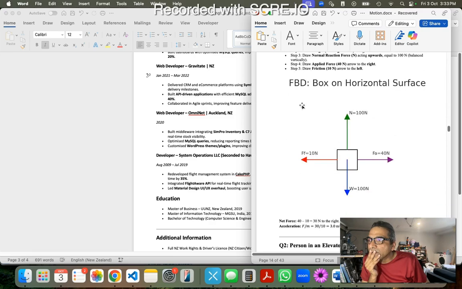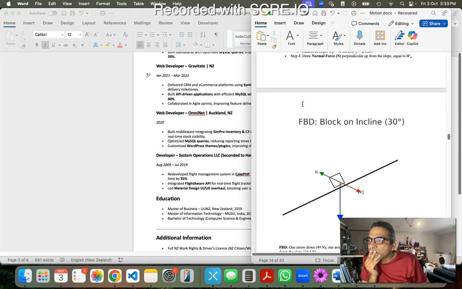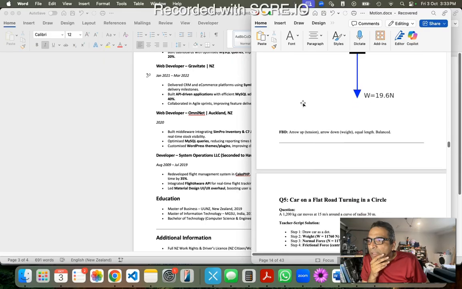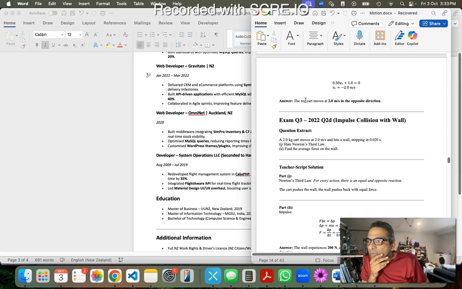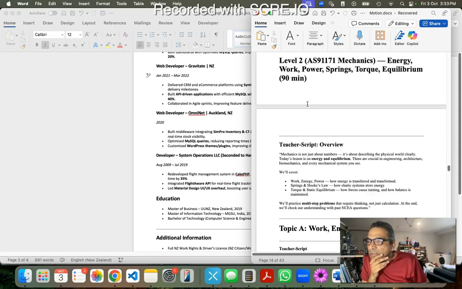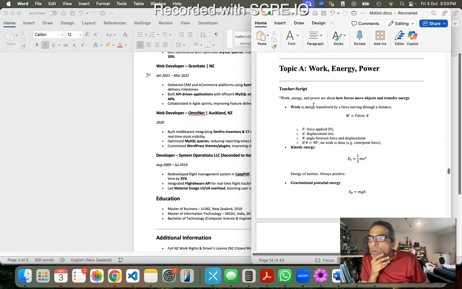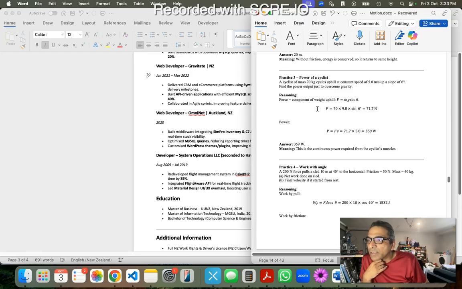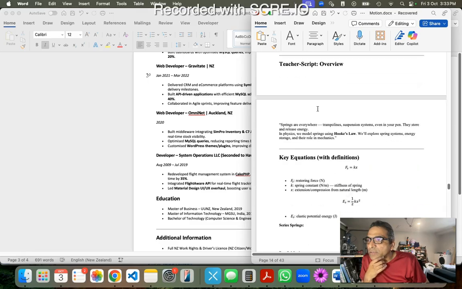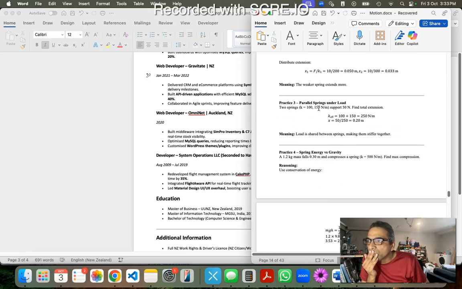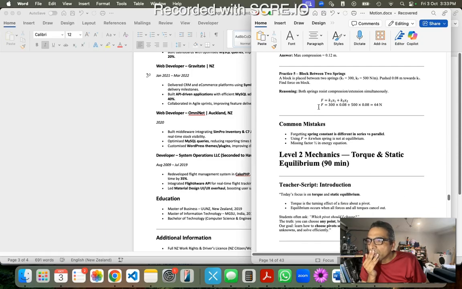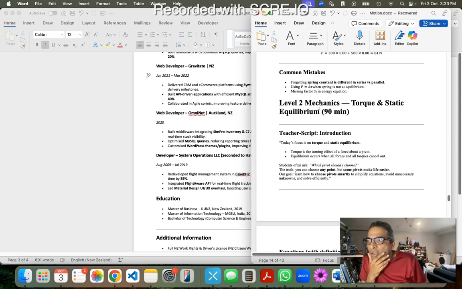And then the free body diagram, hanging mass. Those are all related to that topic. We're doing some questions. Then work, energy, and power. And then springs and Hooke's law, torque and static equilibrium.